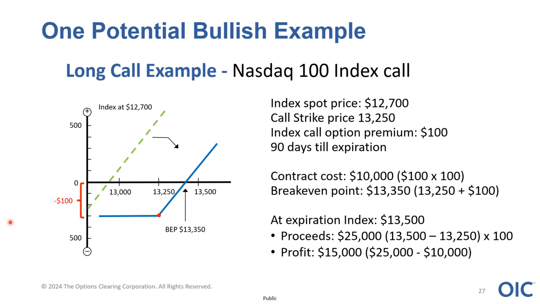Anything below that, that call is going to go out worthless. Anything above your break even, it's going to have some amount of intrinsic value, which will be represented by the cash settled price of that index option. And it's going to settle to a cash number. And then that cash number can be deducted from what you paid for, essentially.